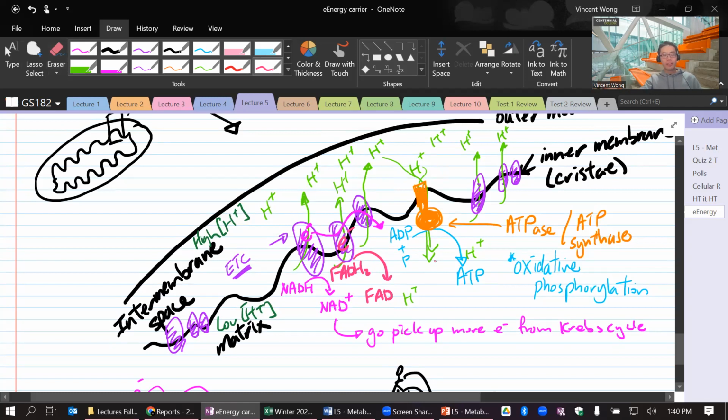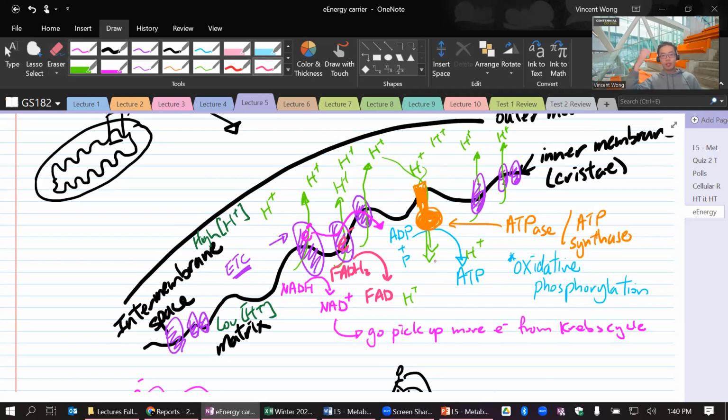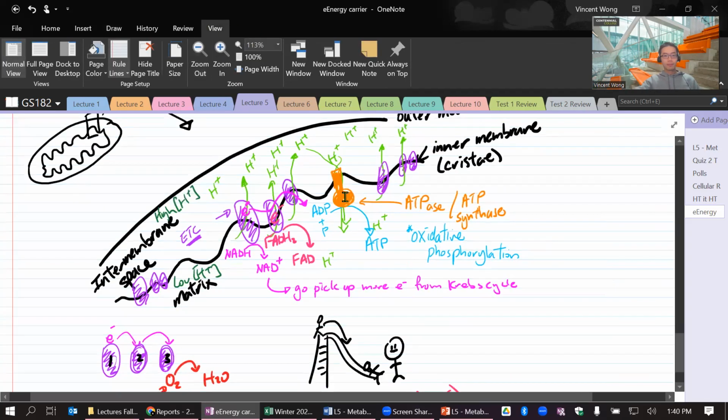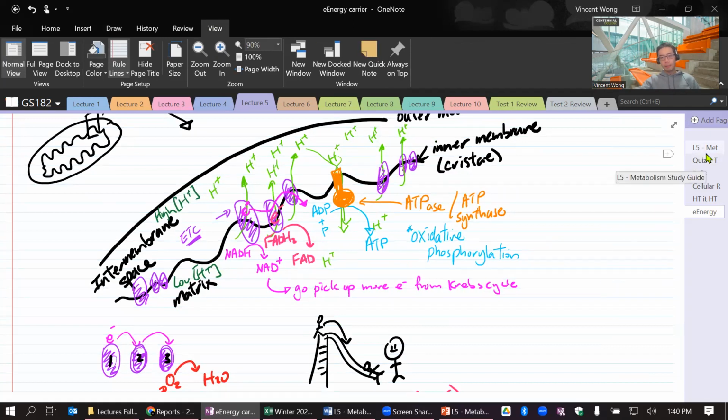That's why we need to breathe continuously. The oxygen that we breathe in allows this process to continue, and we need to have a continuous supply of ATP, without which we would die, right? Okay, so that is the electron transport chain.